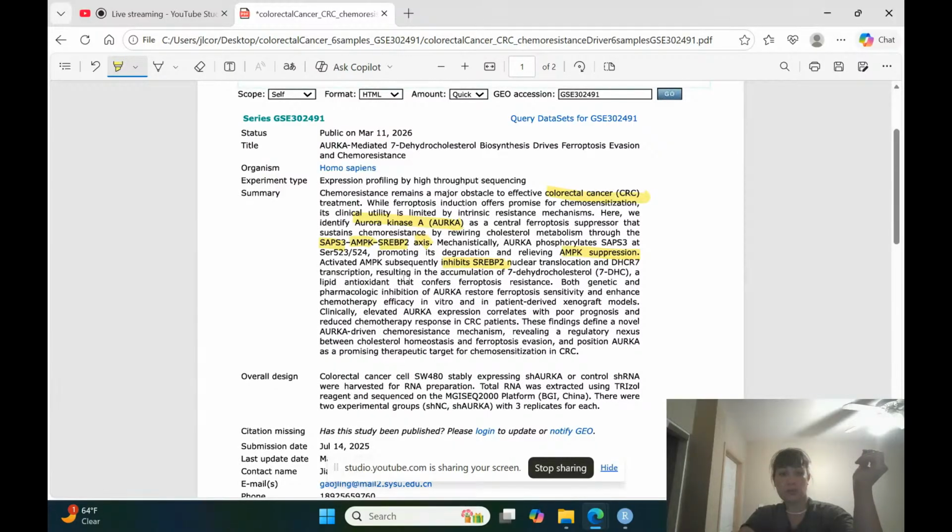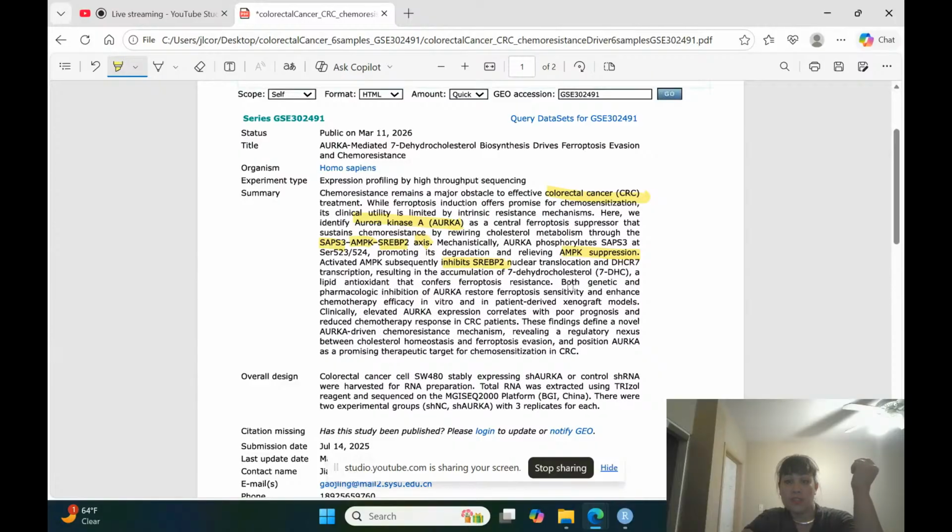DHCR7 transcription, resulting in the accumulation of 7-dehydrocholesterol, a lipid antioxidant that confers ferroptosis resistance. Both genetic and pharmacologic inhibition of AURKA restore ferroptosis sensitivity and enhance chemotherapy efficacy.